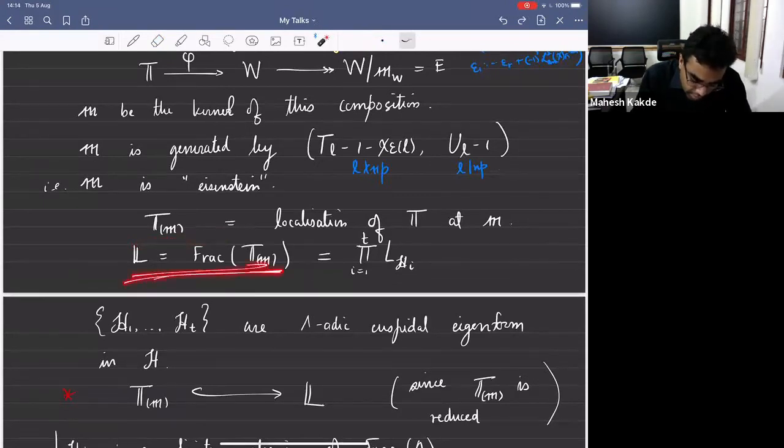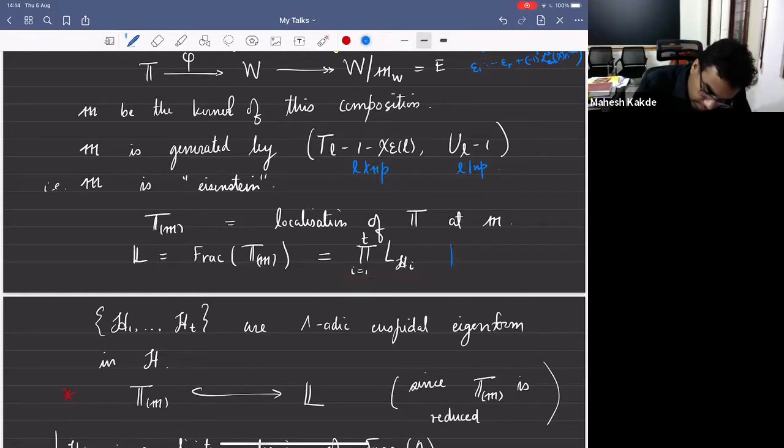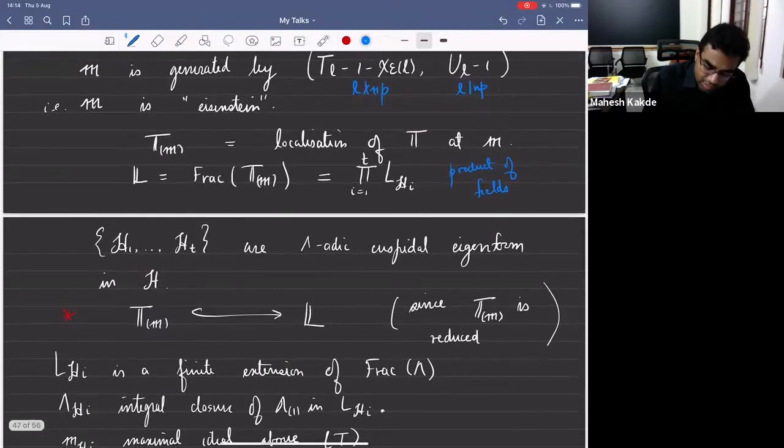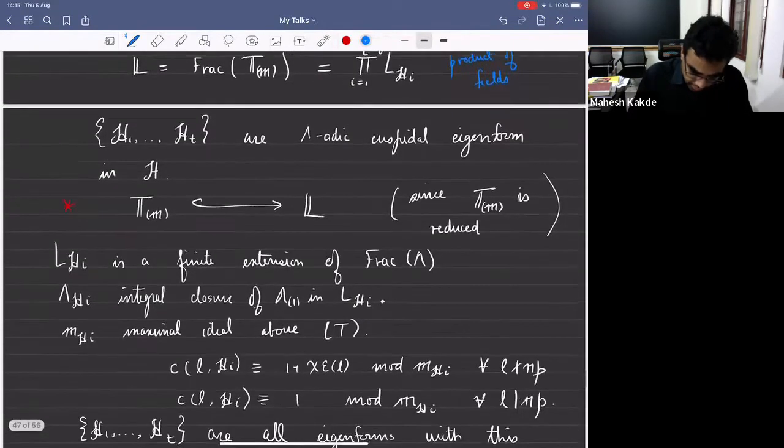And I take the total ring of fractions of my localization. It is a product of some fields. Okay, this is a product of some fields. And in fact, what are these H_i? These are actually cuspidal eigenforms in this H. So these are all the eigenforms with the following property.